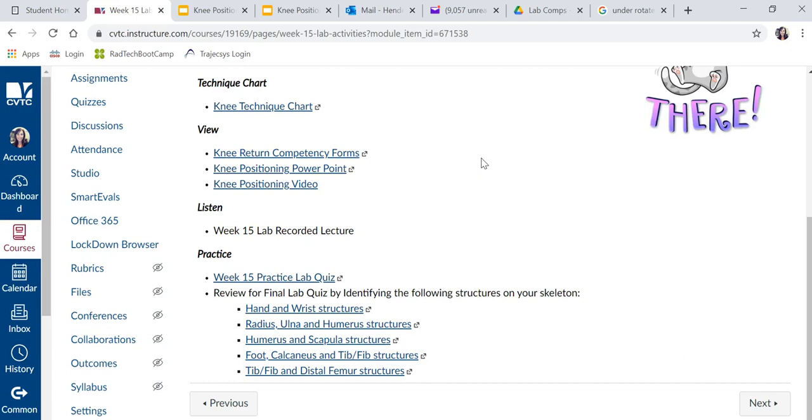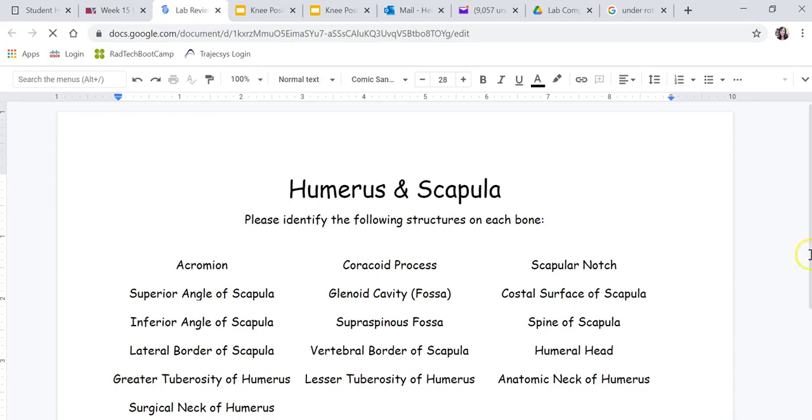So to practice for that, I have listed some structures that you should be familiar with. So you can practice in lab if you want to get out the bone boxes. Let's just click on one of these here. You can get out the bone boxes and you can practice picking out all these structures. So on a scapula, you should be able to identify all of these structures. Or you can practice this at home using your skeleton or your diagrams or whatever you'd like to do.